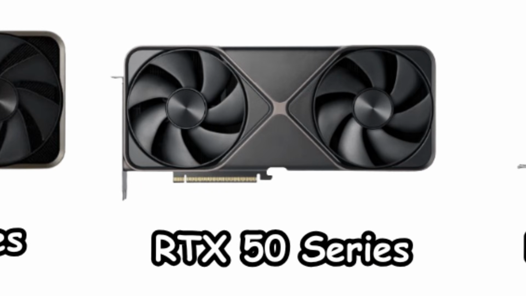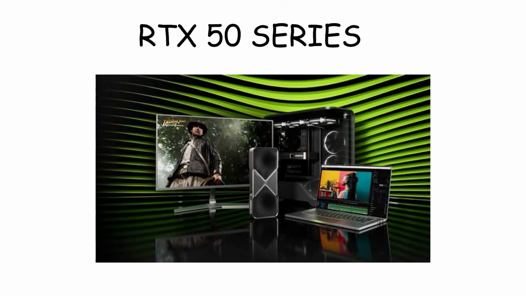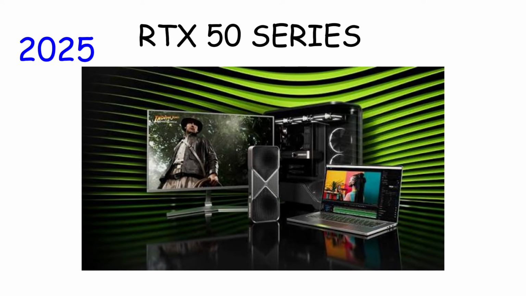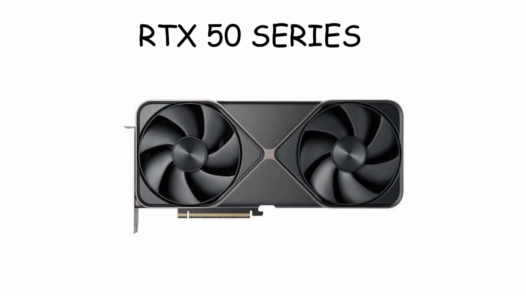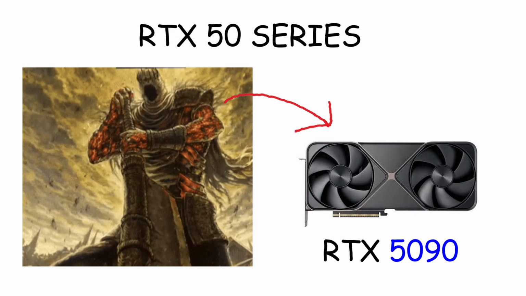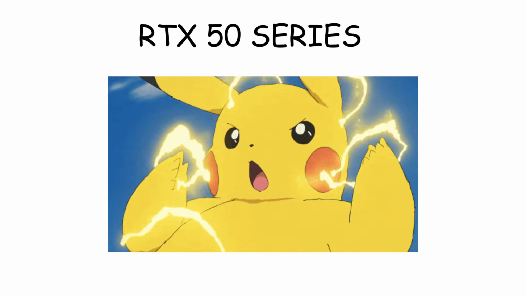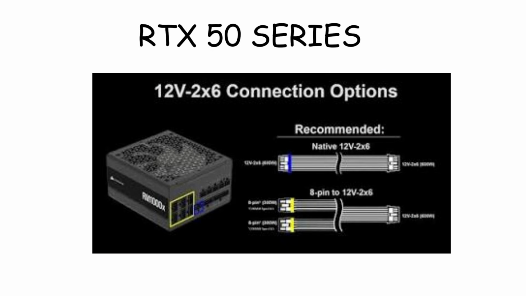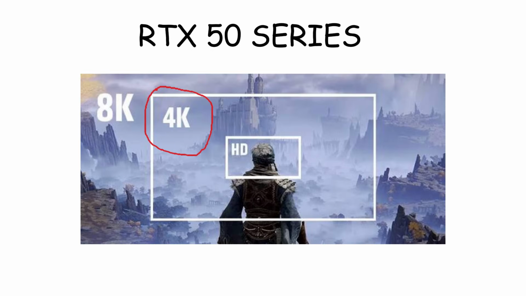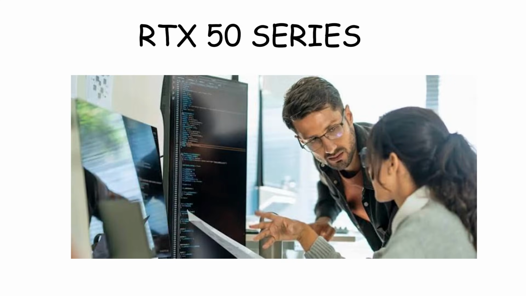RTX 50 series. The RTX 50 series launched in early 2025 and is built on the brand new Blackwell architecture. The flagship RTX 5090 is the most powerful consumer GPU ever made. It uses up to 575 watts of power at peak load, which is more than what most entire PC builds consume. It is built for 4K and even 8K gaming and is also used heavily by AI researchers, machine learning engineers, and professional content creators.